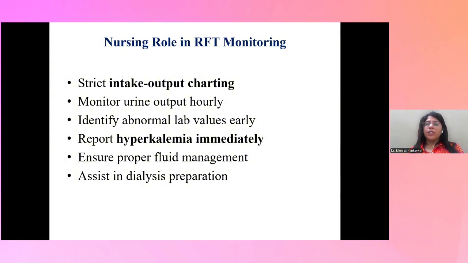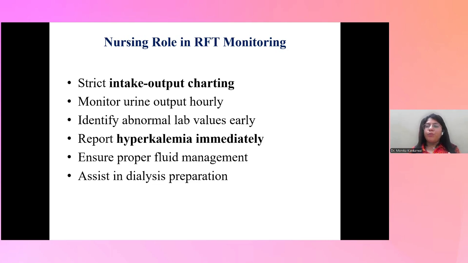We have to monitor the urine output on an hourly basis. We have to identify abnormal values early. We have to look at the serum creatinine. So what is the serum creatinine? Whether the serum creatinine has increased, and by how many times, so that accordingly we can understand what stage of AKI the patient is at.